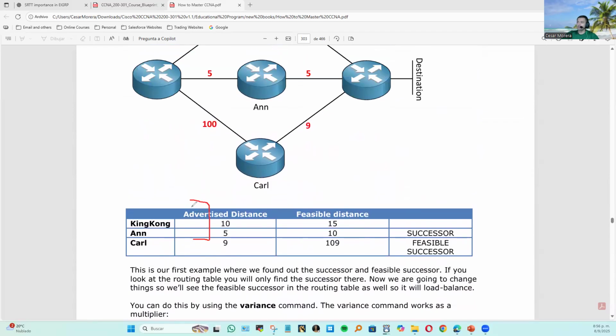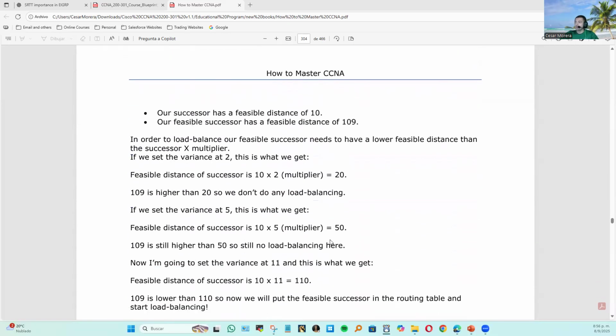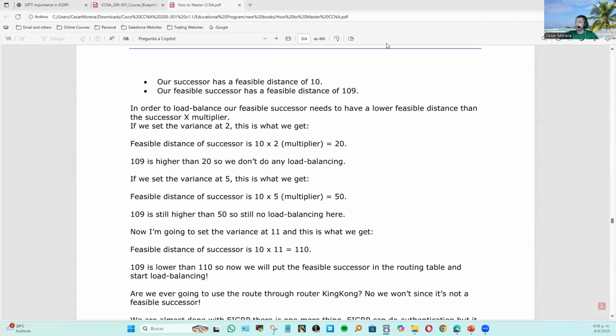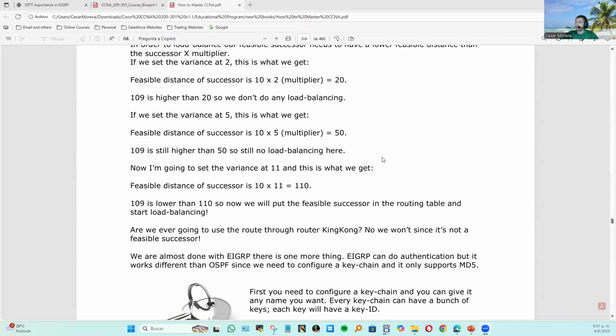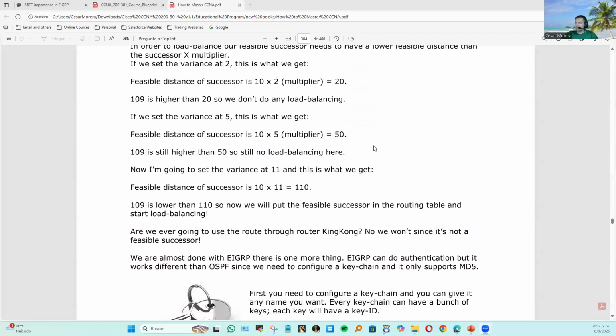Let me clear this drawing for a moment. Let me just look for that eraser. Okay, they're talking now about the variance command. The variance command works as a multiplier. Basically, it multiplies. So in order to load balance, our feasible successor needs to have a lower feasible distance than the successor.